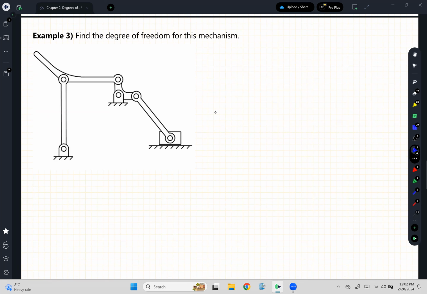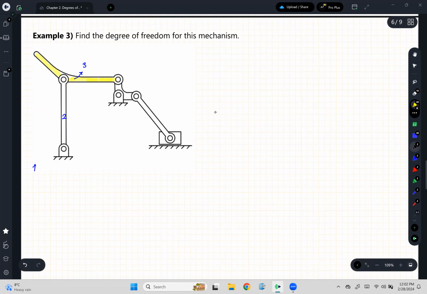This time, the question did not provide us with the number of members, so we need to count them carefully. This is link number 1, or ground. Link number 2. This is link number 3. Be very, very careful. The entire thing is link number 3.